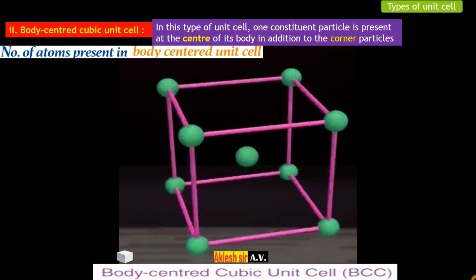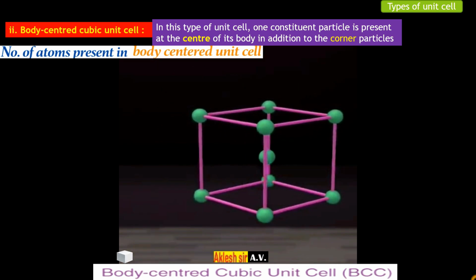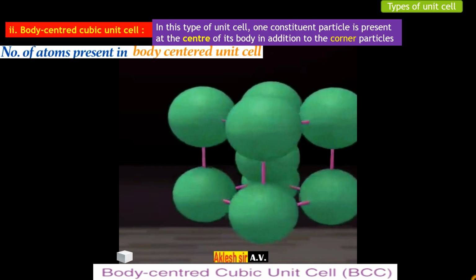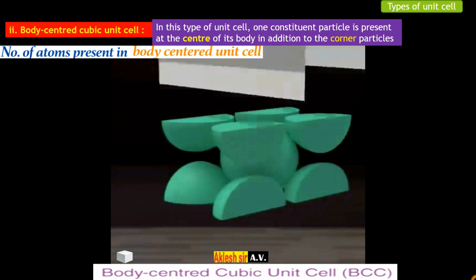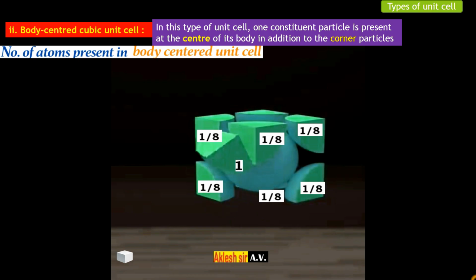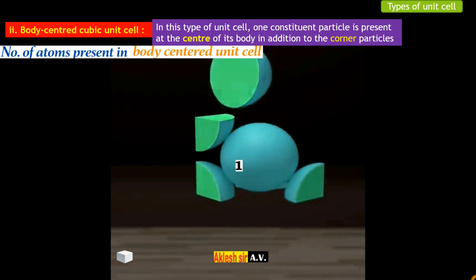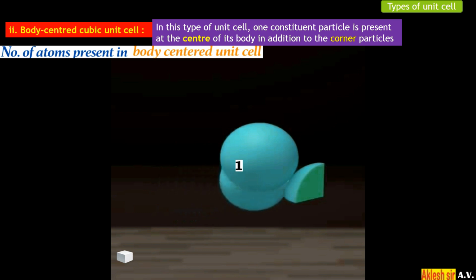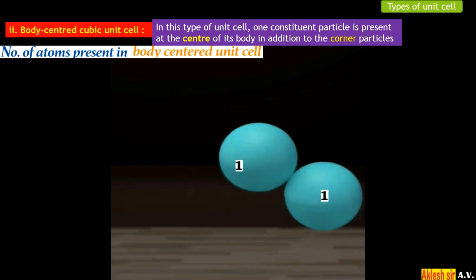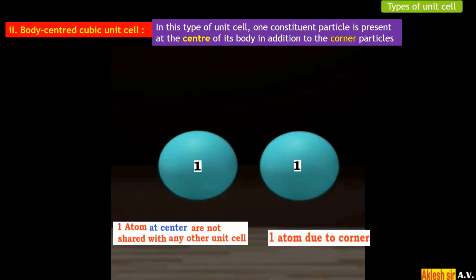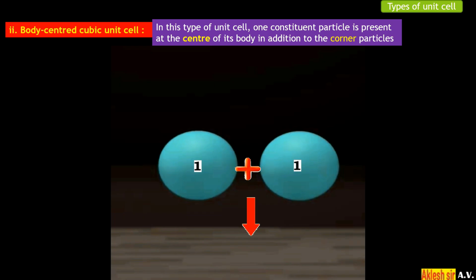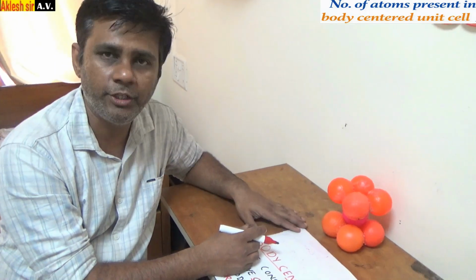In a body-centered unit cell, there are 8 atoms at the corner positions and 1 atom at its body center. As each atom at the corner position contributes 1/8 to the unit cell, the contribution of those 8 corner atoms to the unit cell is 1 atom. The atom at the center of the unit cell is not shared by any other unit cell, making a total of 2 atoms per body-centered cubic unit cell. We will now calculate the total number of atoms present in a body-centered unit cell.